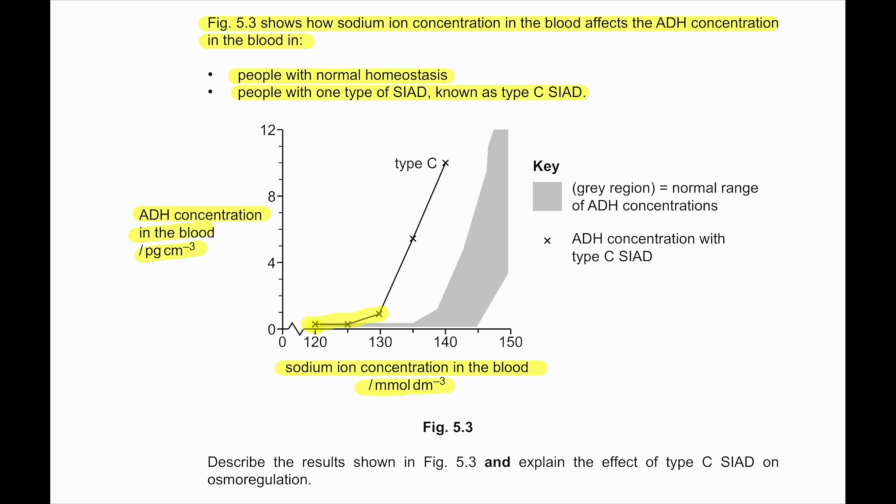In a person with type C SIAD, after 130 the ADH concentration skyrockets, and the gray region is the normal range of ADH concentration. So after 140 it should increase. With type C SIAD, it starts rapidly increasing right after 130, whereas a normal person usually has an increase at or after 138, we can say, 138, 139, something.